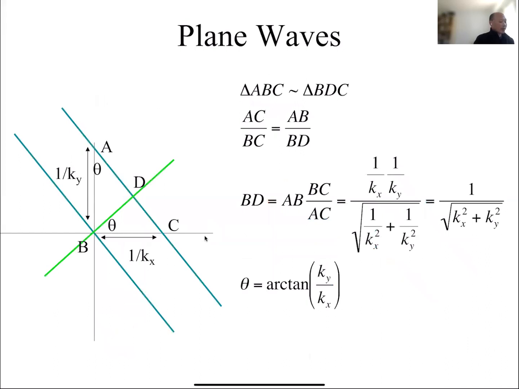This is just some math showing that if you have kx and ky, the spacing along x is still 1 over kx, the spacing along y is 1 over ky, and if you do the geometry, then this spacing here is 1 over the square root of kx squared plus ky squared. That's the period now. The other important point to realize is that theta equals the arctangent of ky over kx. So essentially, if you know ky and kx, then you always know what that angle theta is in terms of your variation.